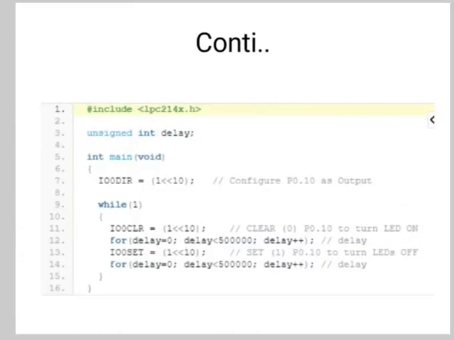So next is the code for this. #include LPC214x.h, unsigned int delay, int main void, IO0DIR. Here we configure P0.10 as an output. Now this is the code, and we will see the explanation.